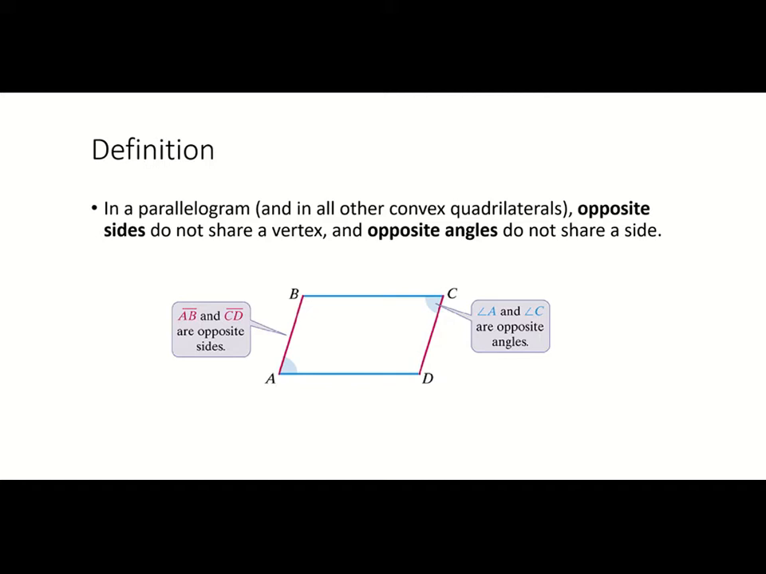First thing we know, we have opposite sides. Again, sides that don't share a vertex. Side AB and DC are opposite sides. But then we're also going to talk about opposite angles. Again, they don't share a common vertex or a common side. So A and C would be opposite angles, and B and D are opposite angles as well.